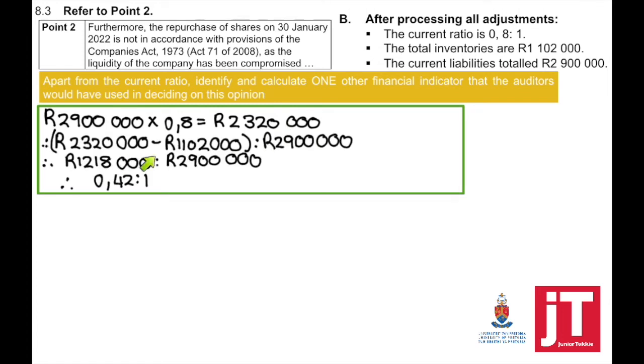Current assets minus inventories divided by the current liabilities equals 0.42 to 1. Remember that your ratios should always be to 1. So this shows that the company will not be able to meet their short-term obligations.